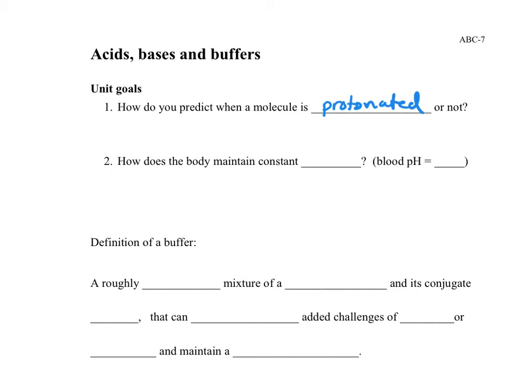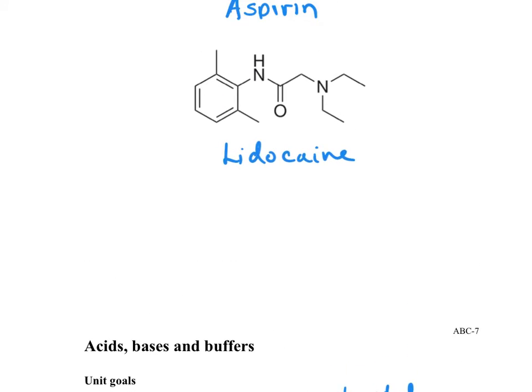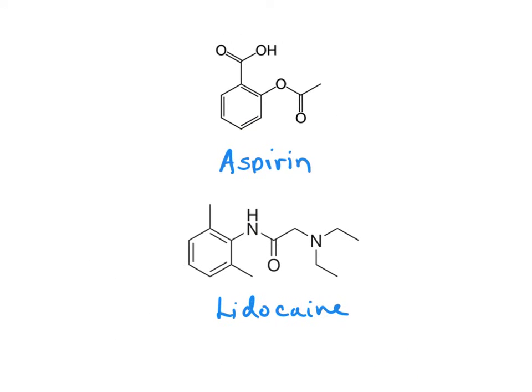I'd also like to tell you why we care about such a thing. We talked about the protonation state of acids and bases a little bit in our functional group chapter, but I just want to take a moment and let you know why this is so important. Here are two drugs of great biological and clinical interest: aspirin for headaches and fever and things like that, and lidocaine, which is a topical anesthetic.